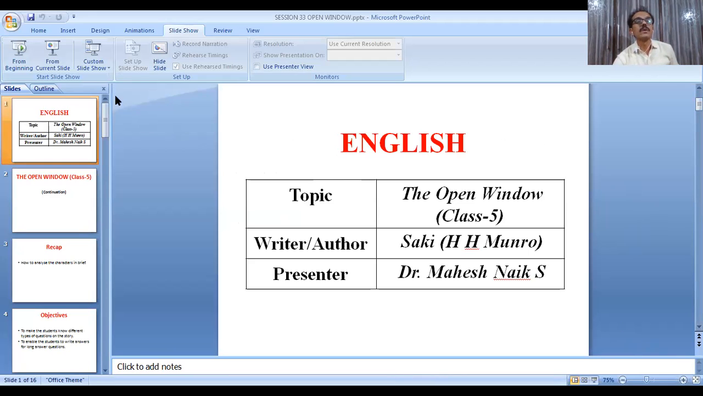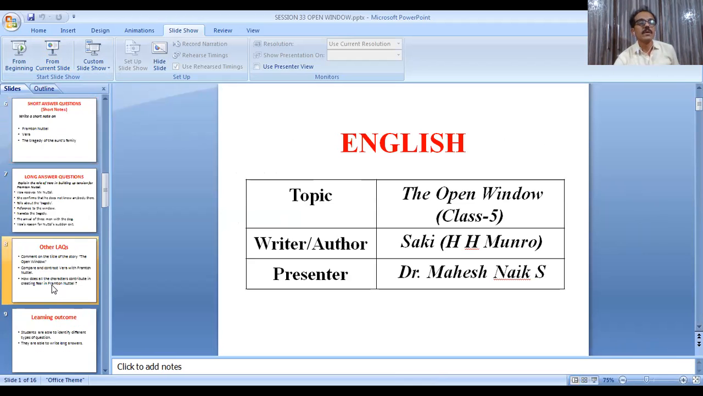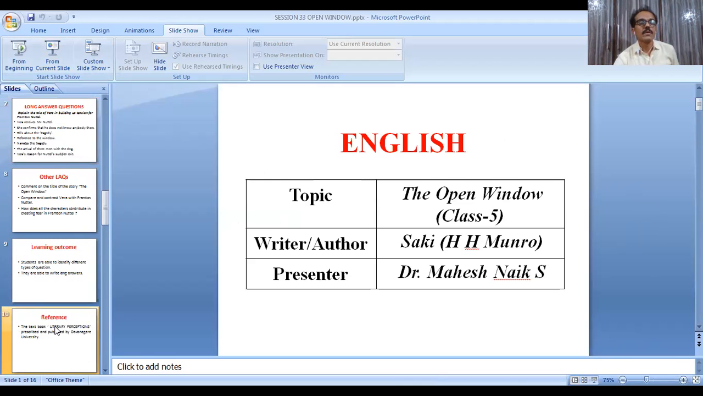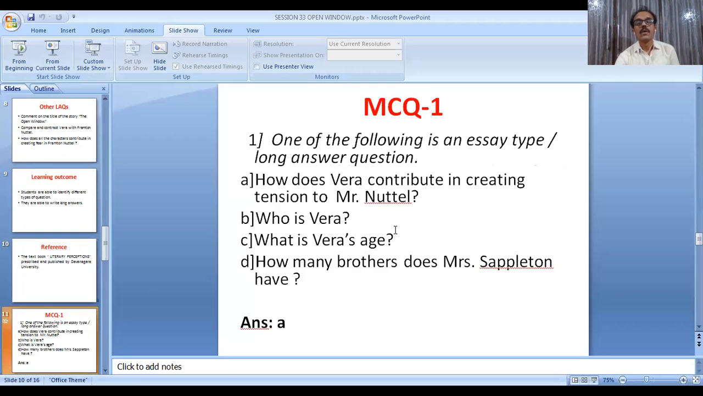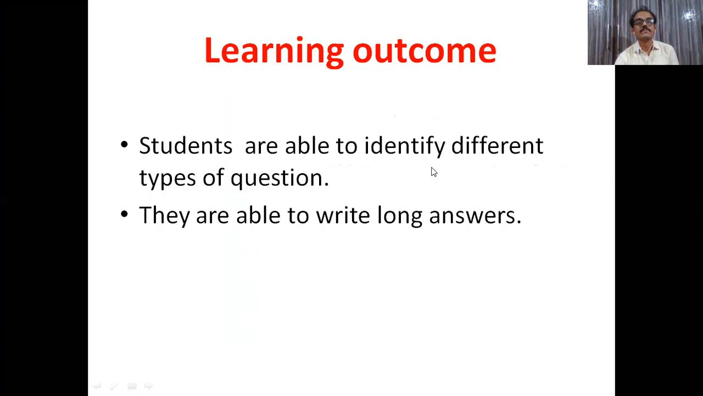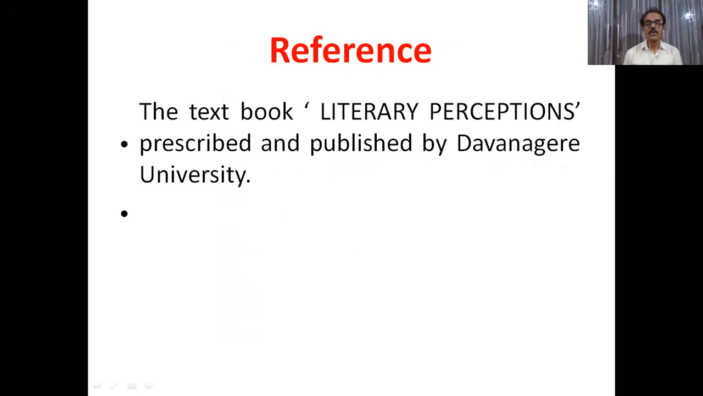Now let us go to the next one. The textbook has taken Literary Perceptions as a reference to make this particular lesson, my dear students. Then let us move to the next one. Multiple choice questions. Learning outcome we knew. Reference also we knew. And multiple choice question number one.